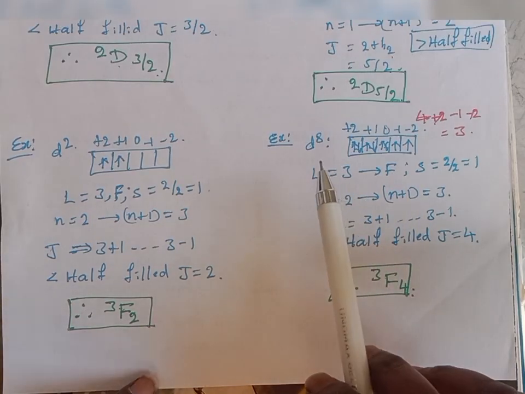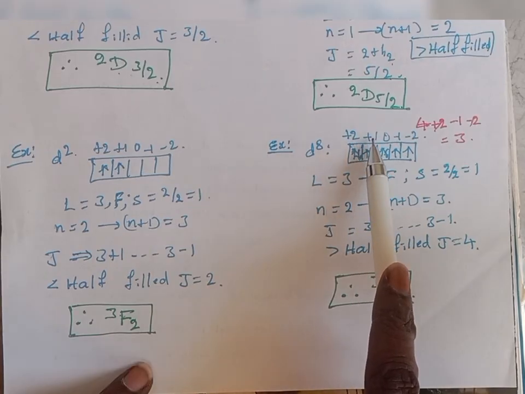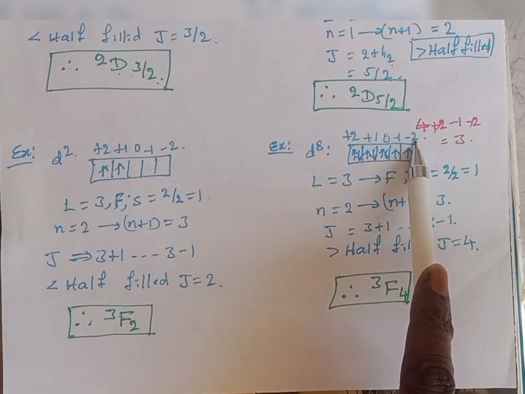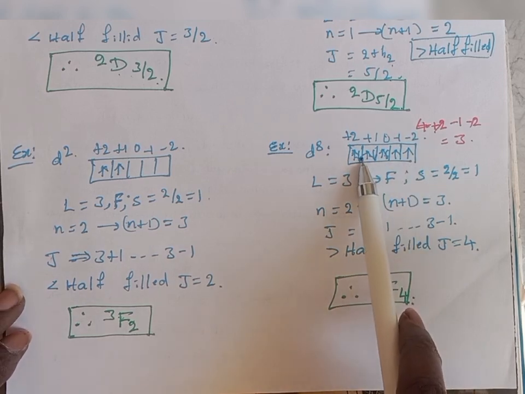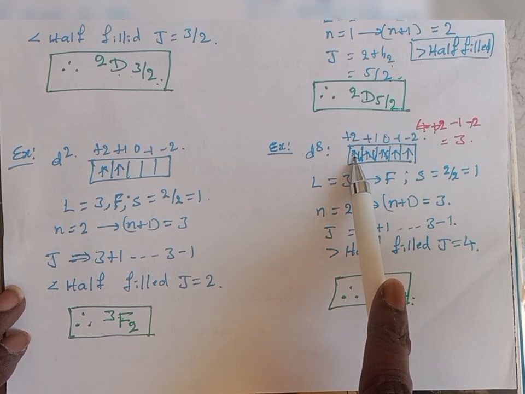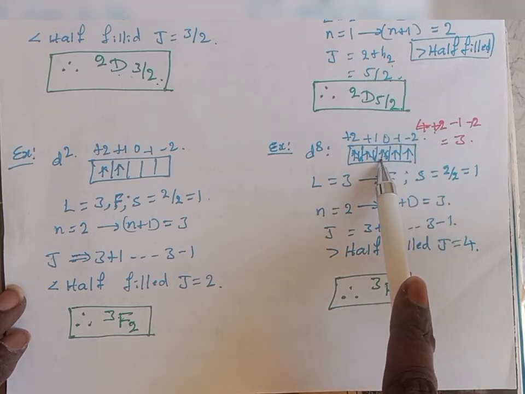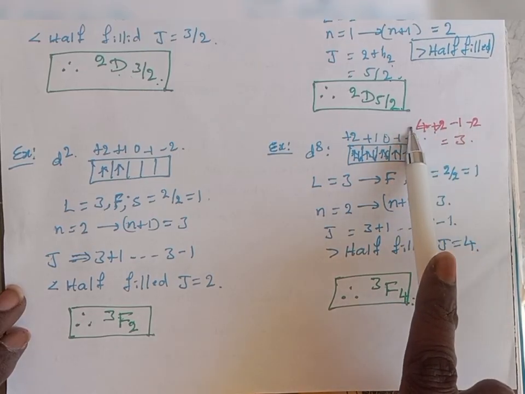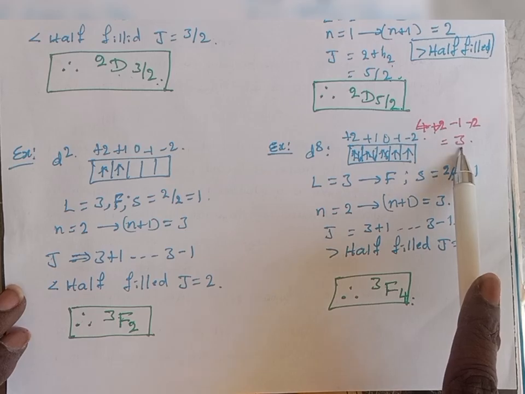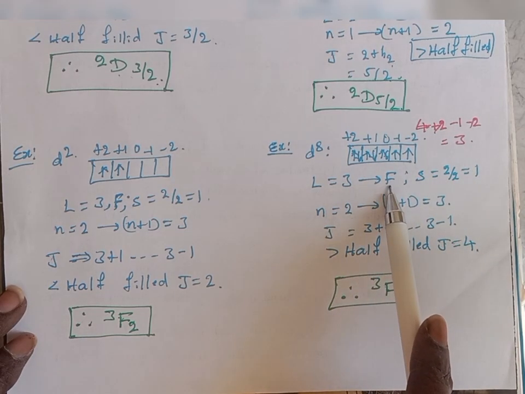And if you see the D8 configuration, the 5d orbitals, plus 2, plus 1, 0, minus 1, minus 2, ml values will be, and the electrons will be filled like this. So for the L value, plus 2, 2 electrons, so 4; plus 1, here 2 electrons, so plus 2; and it is 0; minus 1, 1 electron, minus 1; minus 2, 1 electron, minus 2. So the total L value will be 3. Therefore, L is 3. So the term symbol will be from SPDF. When L is 3, the term will be F.